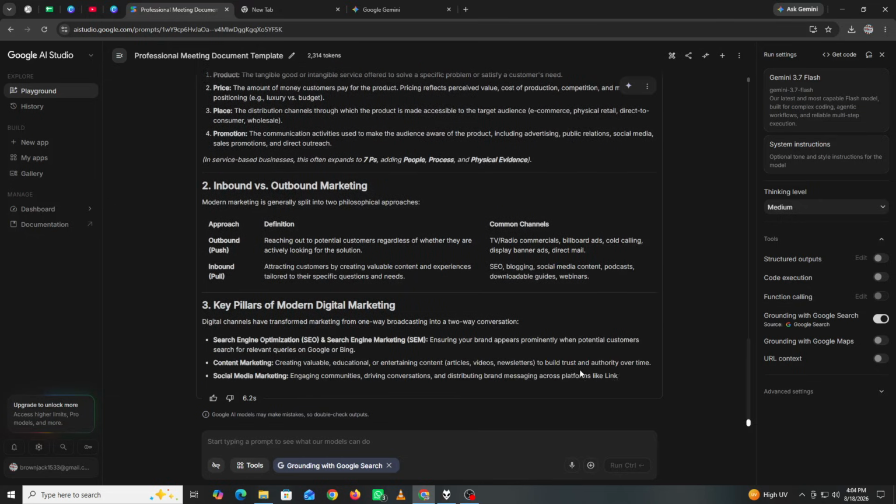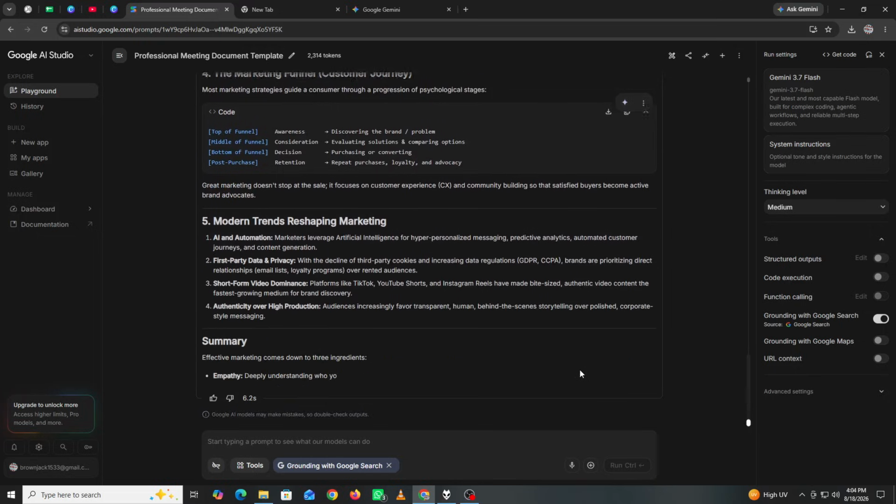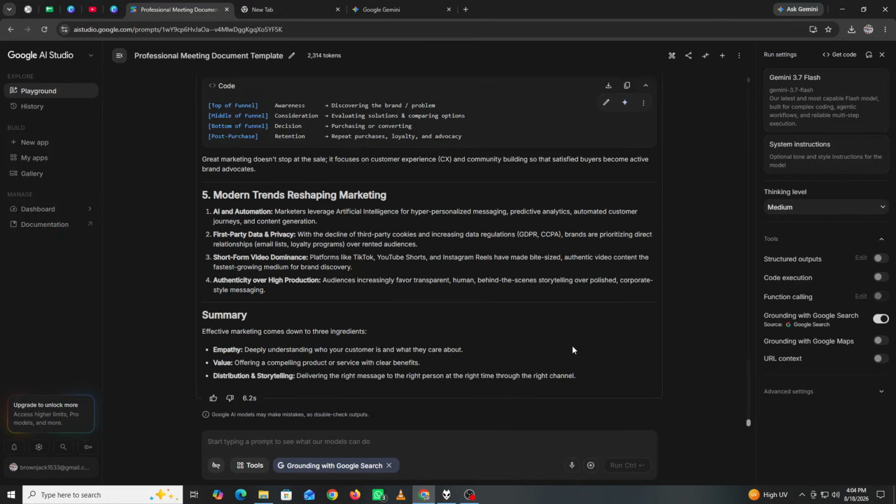You can also break complicated tasks into clear steps. For example, ask Gemini to first analyze the information, then identify the important points, and finally produce the requested output.